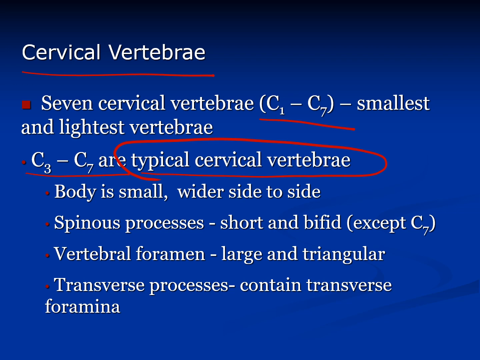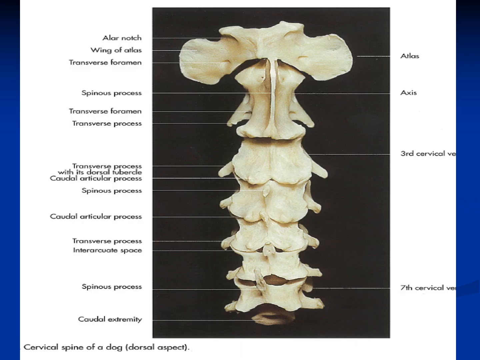articular surfaces. Their body is small, wider side to side. They have a spinous process, short and pivot, except for C7. The vertebral foramen is large and triangular, and the transverse process contains the transverse foramina. Usually the transverse foramina are found between C3 and C6. C7 does not have the transverse foramen.